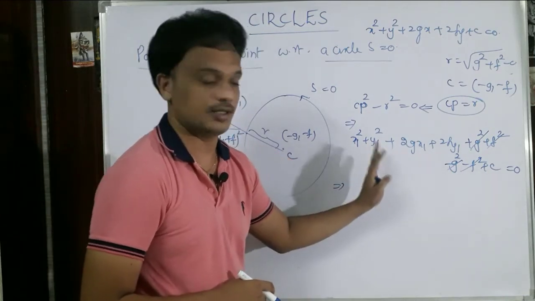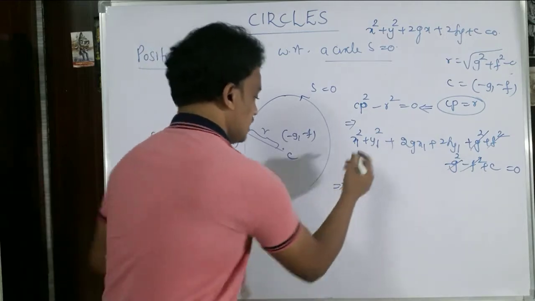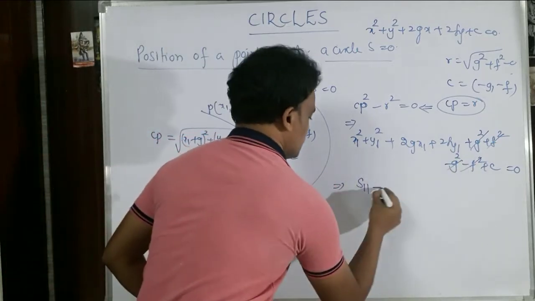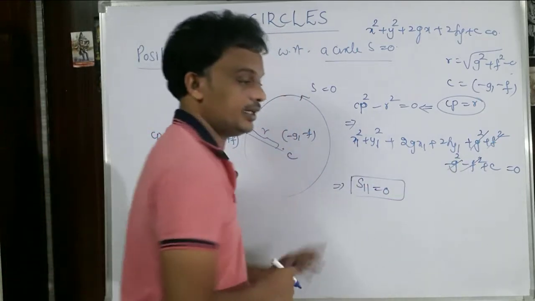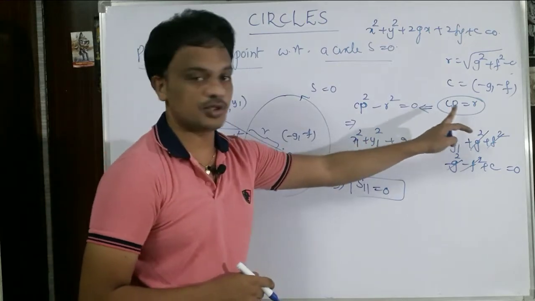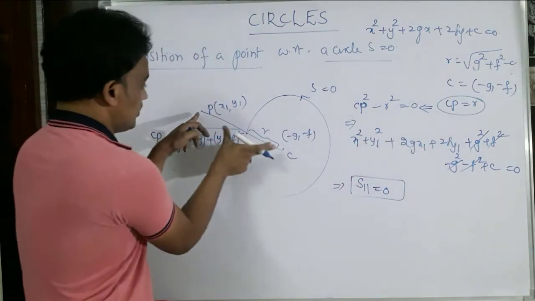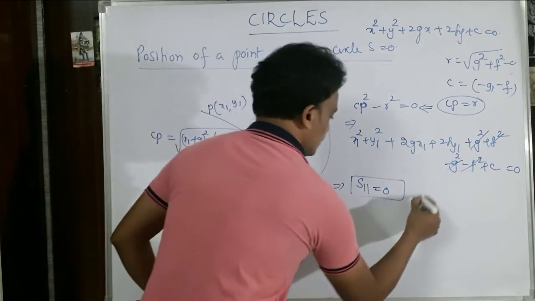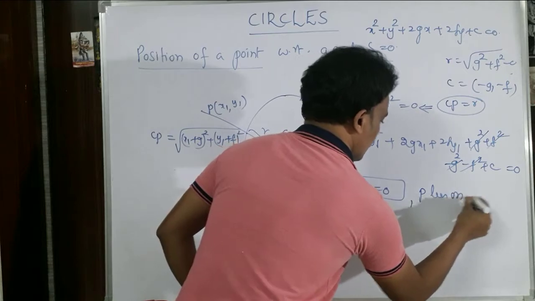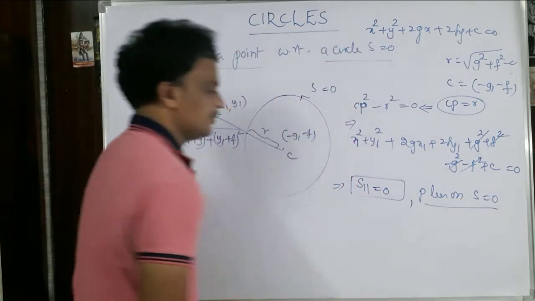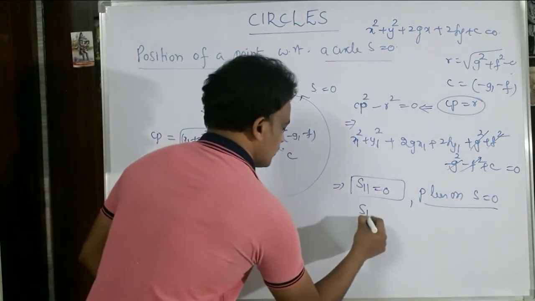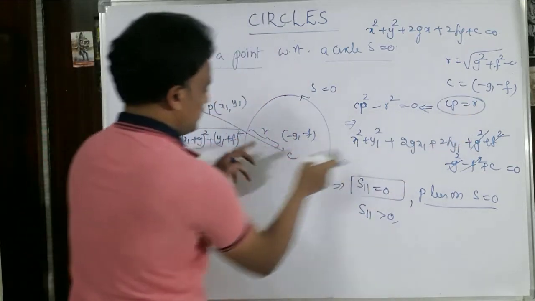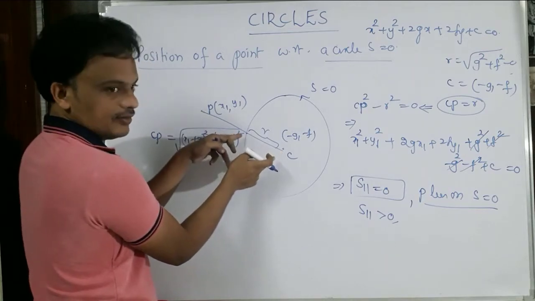Just now I explained this notation, known as S11. So S11 is equal to 0. When CP is equal to r, the point P lies on the circle. Another case: S11 greater than 0 means CP is greater than the radius.